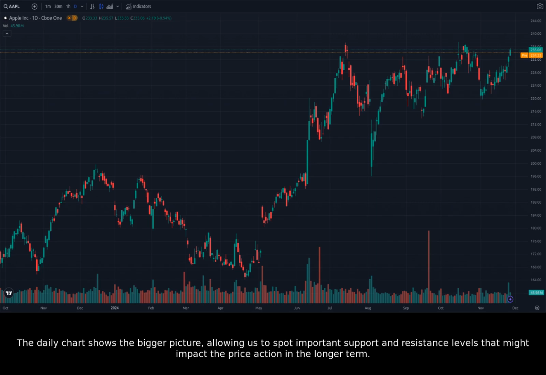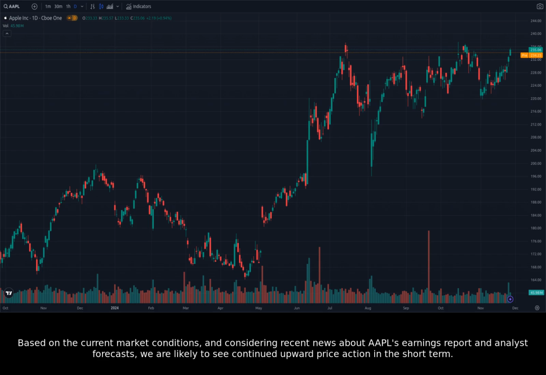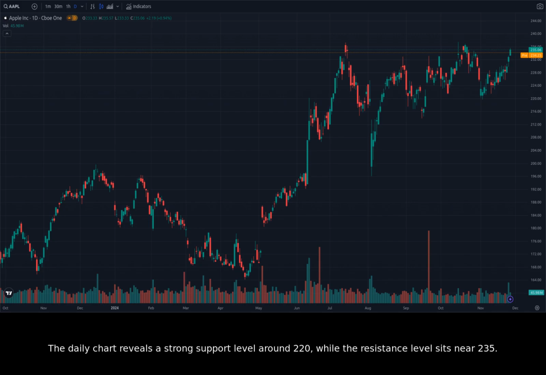The daily chart shows the bigger picture, allowing us to spot important support and resistance levels that might impact the price action in the longer term. Based on the current market conditions and considering recent news about AAPL's earnings report and analyst forecasts, we are likely to see continued upward price action in the short term. The daily chart reveals a strong support level around 220, while the resistance level sits near 235.